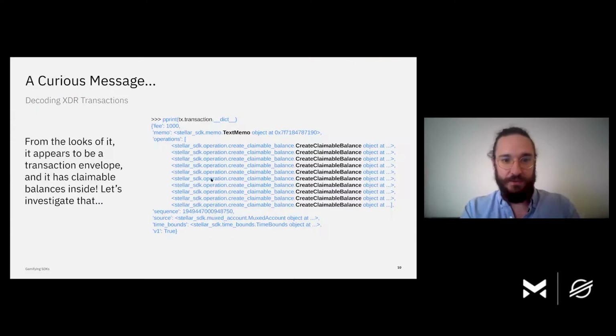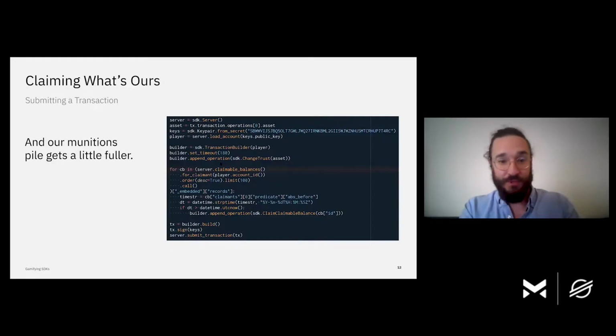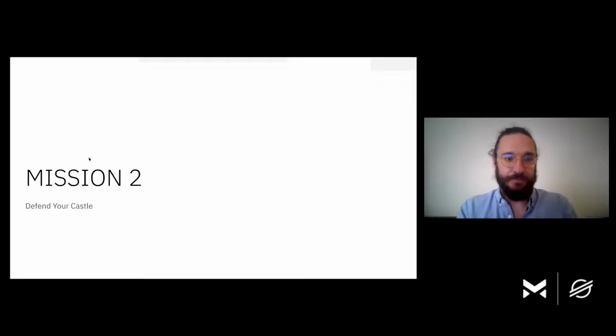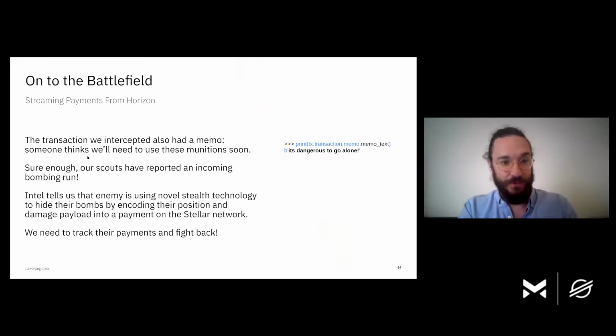So yeah, as we can see here, the transaction envelope had some claimable balances in it. We looked into those. We saw that we were able to claim them. And we have this chunk of code, which looks very similar to what we have here. And as it says here, our munitions pile actually gets a little fuller. And that moves us into mission 2, which is defend your castle. So Intel has told us that there's an incoming bombing run, and that's why this transaction memo led us in the right direction. It's dangerous to go alone.